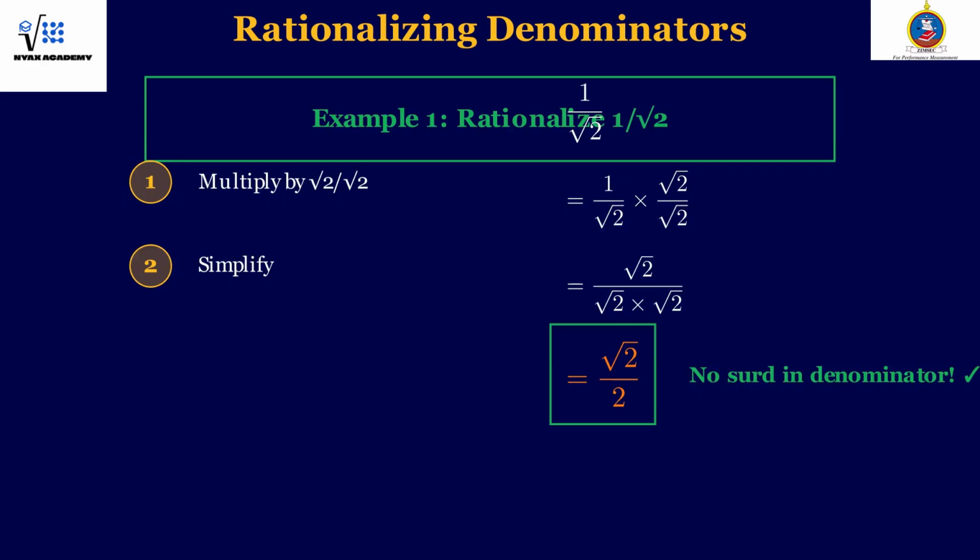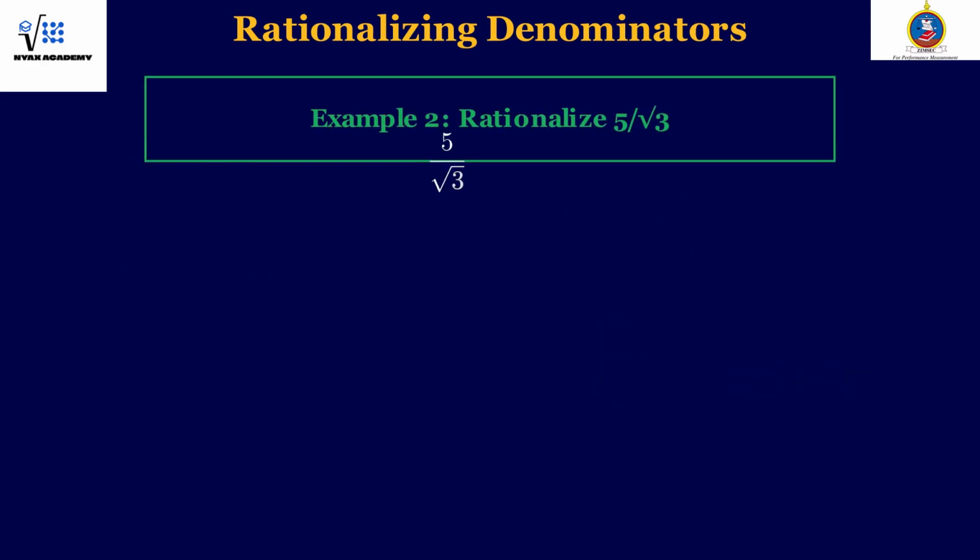We'll follow again the steps of example 1, multiplying the numerator and denominator by the square root of 3, making our final solution 5 square root of 3 over 3.